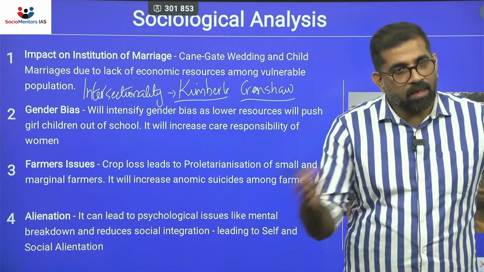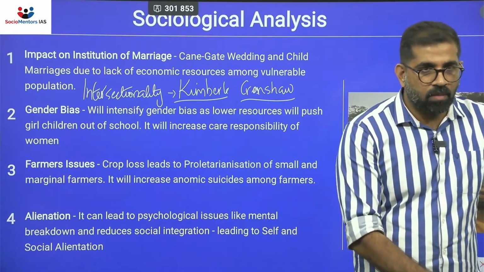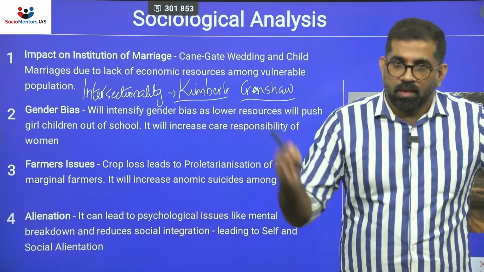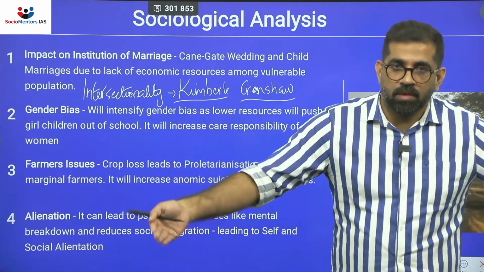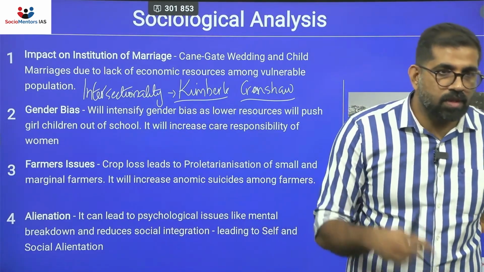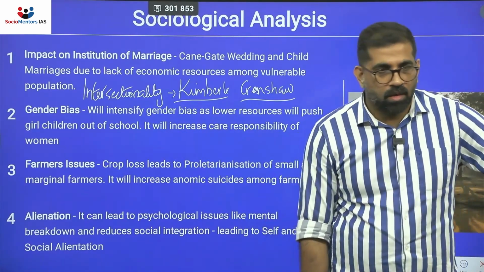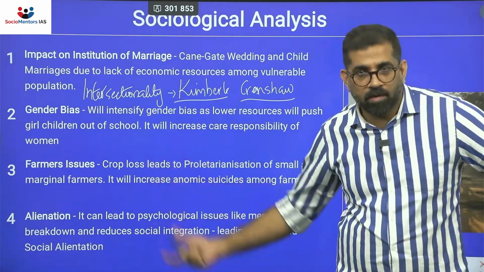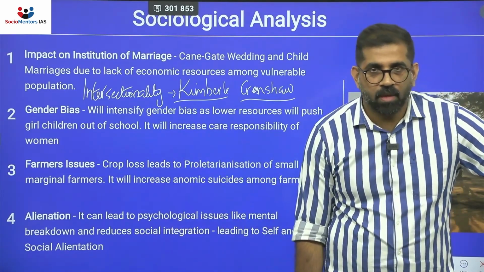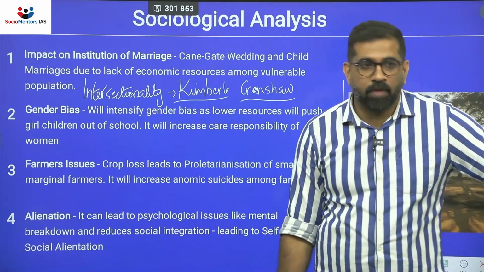Now that will again lead to a situation where girl children will be left out of school. Because when families' income reduces due to such disasters, they will not send their girl children to schools or colleges, because they will try to save resources and instead spend on the education of male children. Right? That can also have an impact on the education of women. Is it clear?